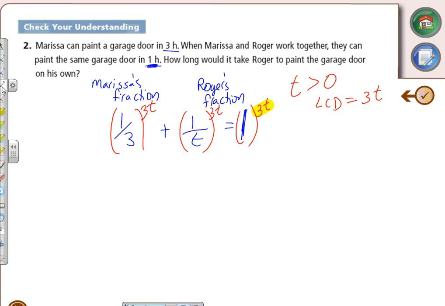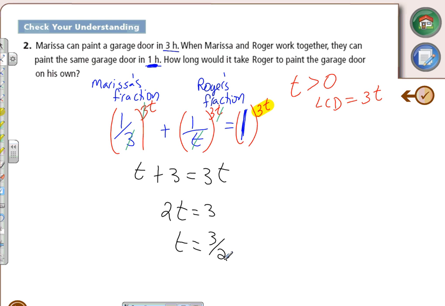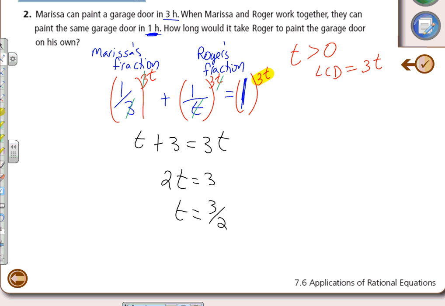And then divide first. t's gone. Leaves us with t plus 3 is equal to 3t. Bring the t's together, so 2t is equal to 3. And divide: t is equal to 3 over 2. Well, because we're talking about hours, we want to know how long it would take Roger to paint the garage door on his own. See, the 3 was where she painted on her own. t is what he's able to paint on his own. So that's equal to 1.5 hours.